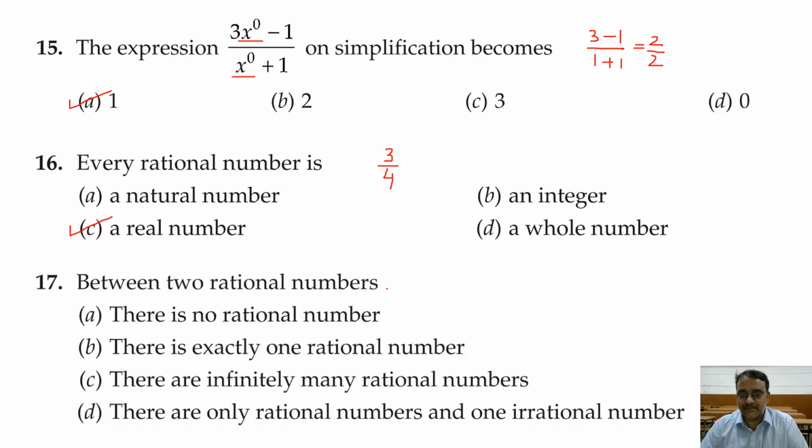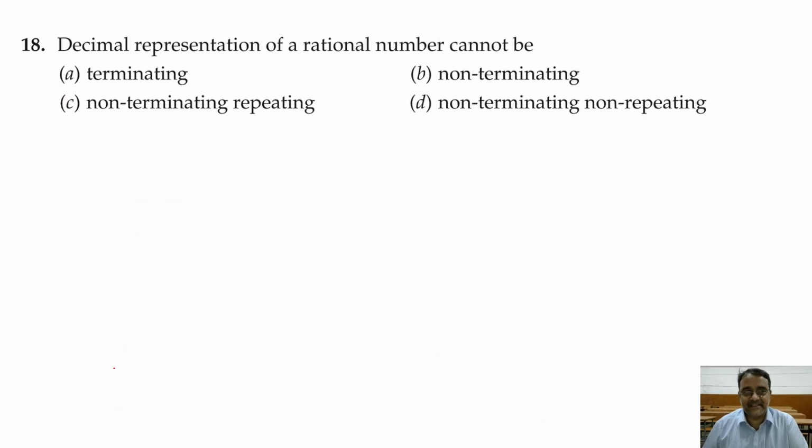Between two rational numbers, there is no rational number. There is exactly one rational number. There are infinitely many rational numbers. There are only rational numbers and one irrational number. So option C. Right. This is the repeated question, but it is given in other form. Option is given in a different way. Okay. Now we'll move toward question number 18.